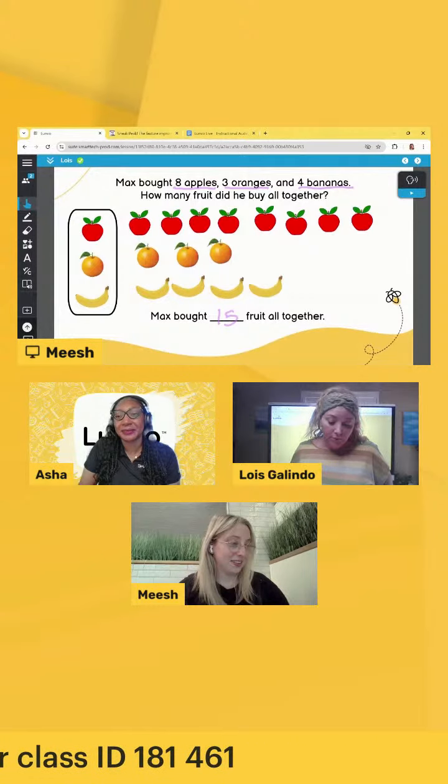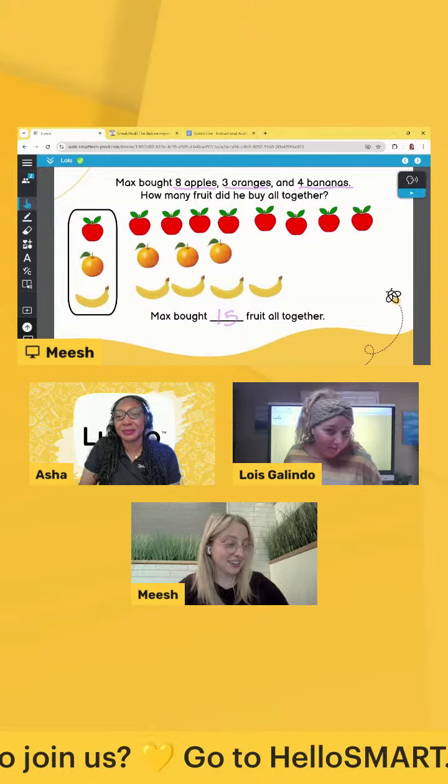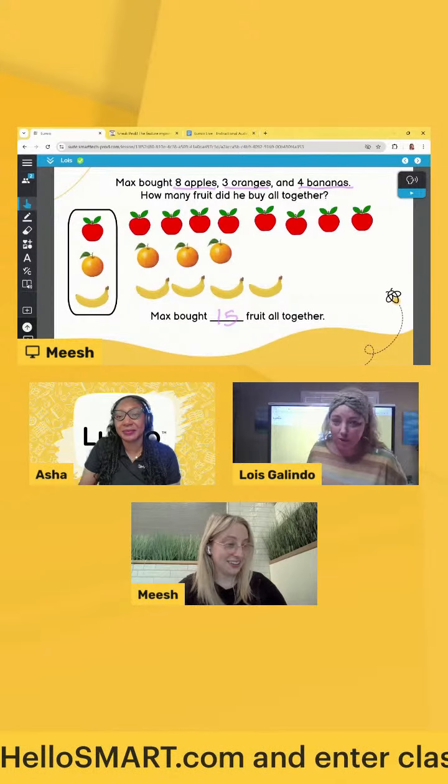And we have lots of tools built into Lumio. Like I believe Immersive Reader might be helpful in a situation like that.